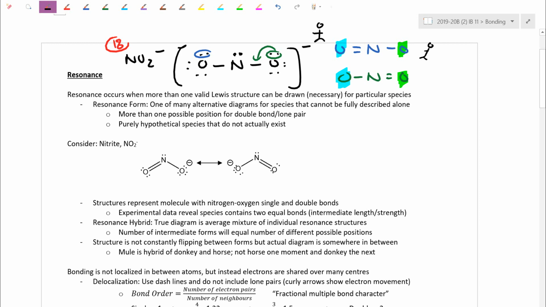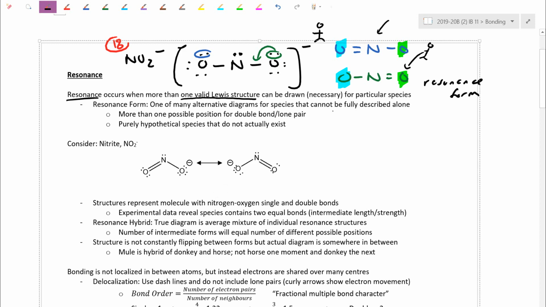just for easy understanding. So, a molecule like this, where it's possible the double bond could have been on this side, it could have been on this side, the double bond could have been in multiple places, we say that this molecule shows resonance. We know molecules show resonance if there's more than one possible valid Lewis structure. We could have been this one, we could have been this one. We call each one of these possible drawings a resonance form. So one of many alternative diagrams.